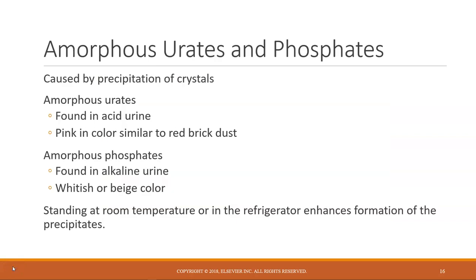Amorphous urates and amorphous phosphates are caused by the precipitation of crystals which are present in the urine. Amorphous urates are found in acid urine, and they're pink in color, and they're similar to red brick dust. Amorphous phosphates, they're found in alkaline urine, and they are whitish or beige in color. Usually they are enhanced by standing at room temperature, or being placed in a refrigerator for an extended period of time will enhance the formation of these precipitates.